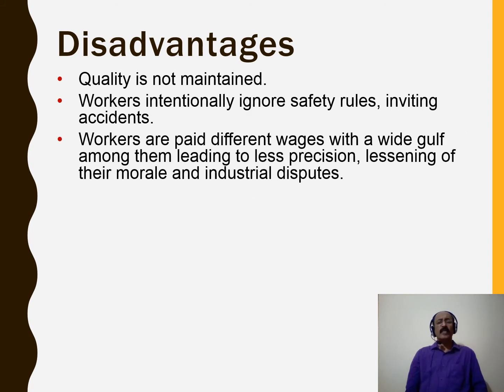Then workers are paid different wages with a wide gulf among them, leading to less precision, lessening of morale, and industrial disputes. Somebody gets a higher wage because he does the job fast, and the other person may not get it. As a result, it can lead to less precision, lessening of morale, and industrial disputes also.